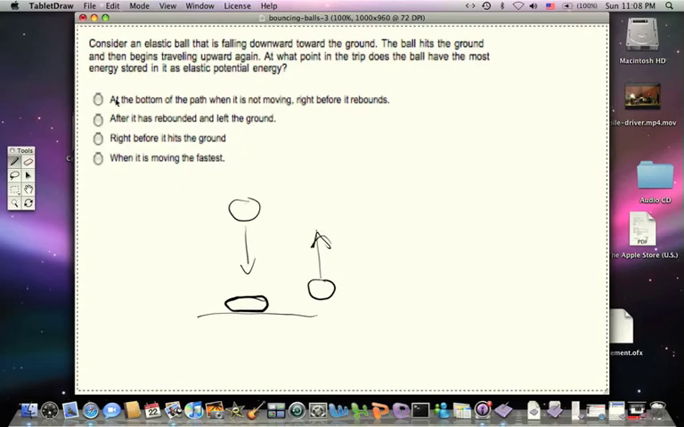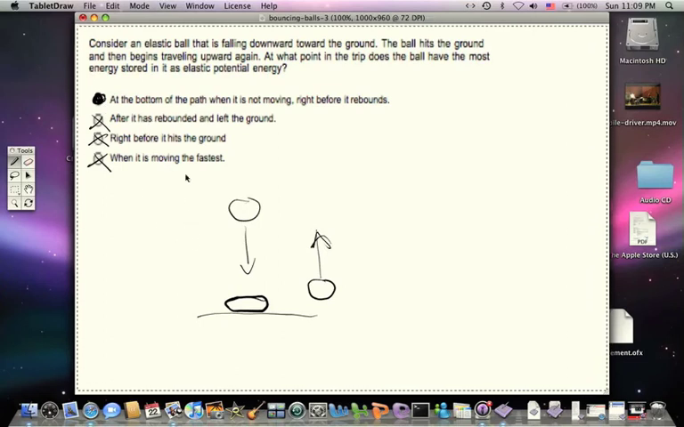And so clearly the only time that really happens is not after it rebounds, it's not right before it hits the ground, and it's not when it's moving the fastest. It moves the fastest just before it hits the ground, even before it deforms. And so it's at the bottom of the path, when it's not moving, right before it rebounds, and this is where the ball is deformed as much as possible.